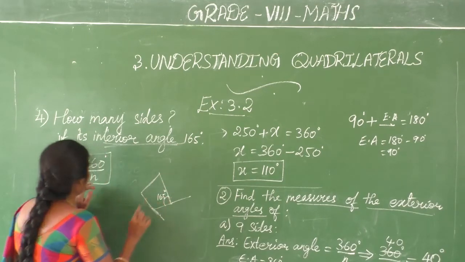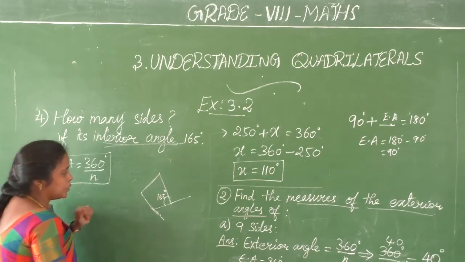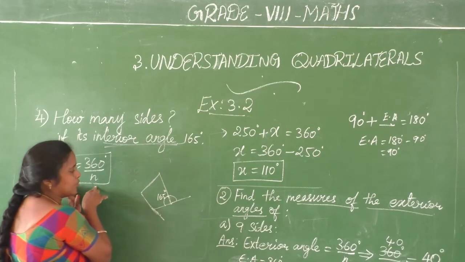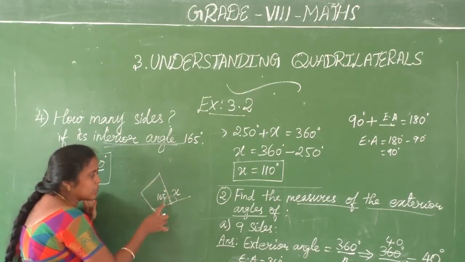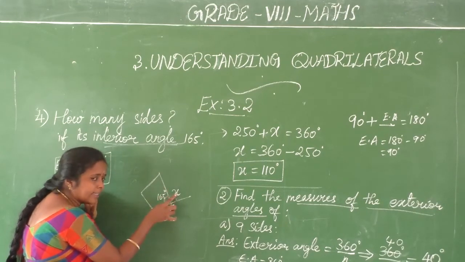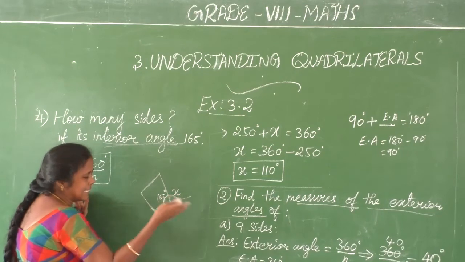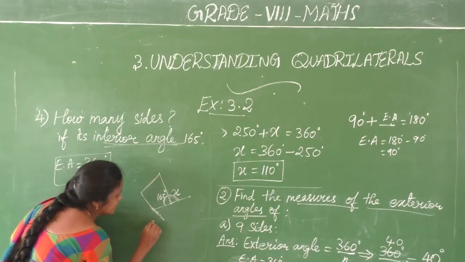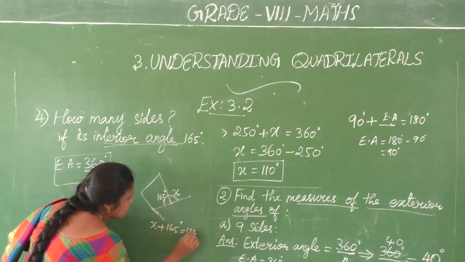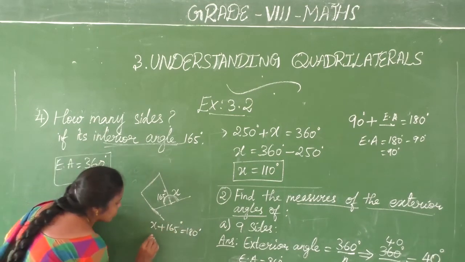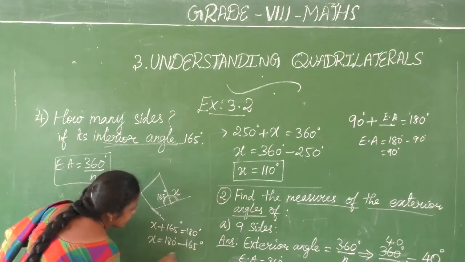Now, for finding the number of sides, we must have the exterior angle. So what to do? Before using this formula, we have to find its exterior angle. Using which result can we find it? The same linear pair concept: the addition of both adjacent angles is 180 degrees. So x plus 165 degrees is equal to 180 degrees. Therefore, x equals 180 degrees minus 165 degrees.